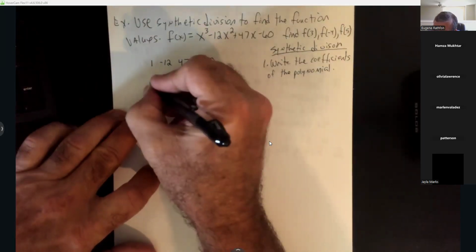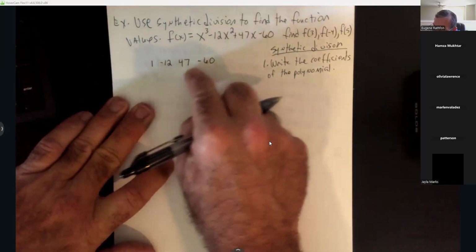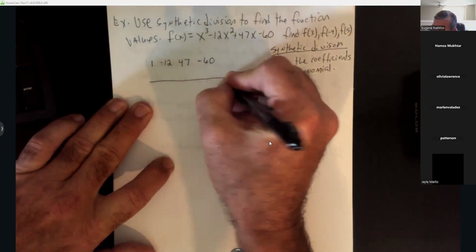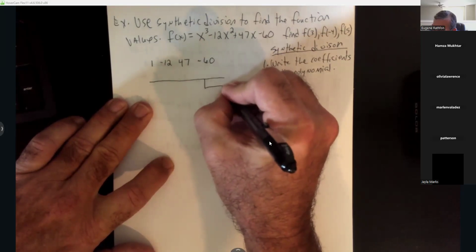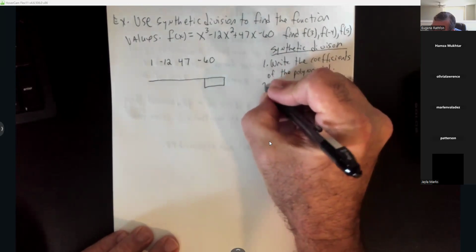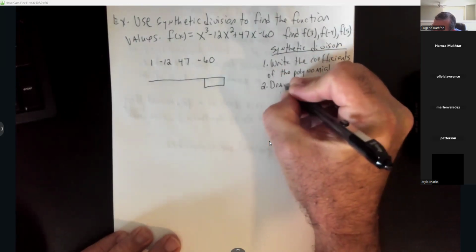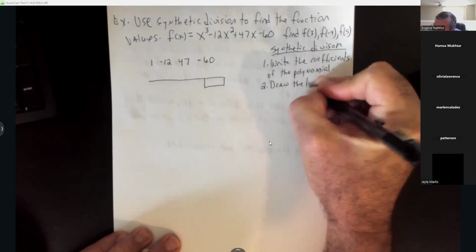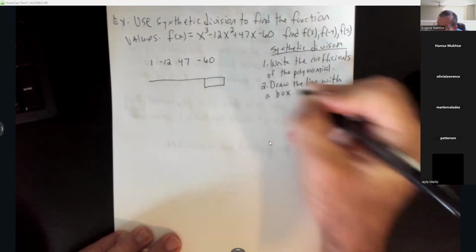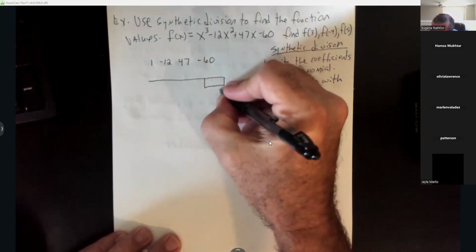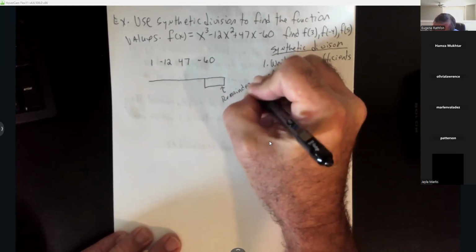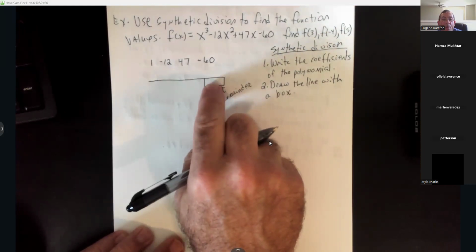So you're going to write out the coefficients and then leave a little space in the middle. And under that, I'm going to draw a line and I'm going to box under the last number here. So draw the line with the box. So y'all, what's going to happen? The box is going to be the remainder. So whatever we put in this box will be our remainder, okay?